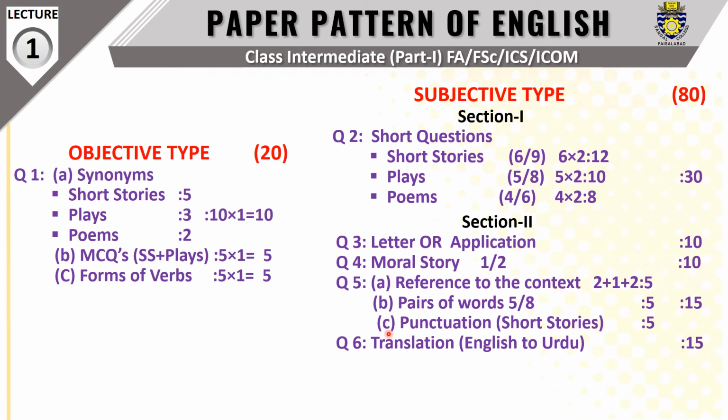Question number 6, that is the last but not the least, that is of translation from English to Urdu. A paragraph is selected from short stories only and it carries 15 marks. In this way, 80 marks are allocated for subjective type, 20 for objective type, and in this way you have 100 marks for your English paper.